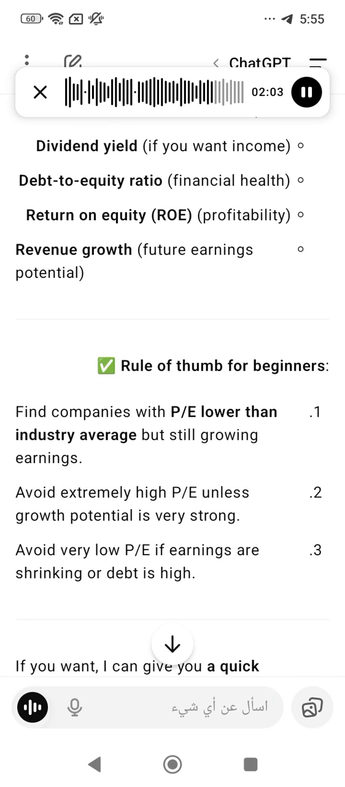Rule of thumb for beginners. 1. Find companies with PE lower than industry average but still growing earnings. 2. Avoid extremely high PE unless growth potential is very strong. 3. Avoid very low PE if earnings are shrinking or debt is high.